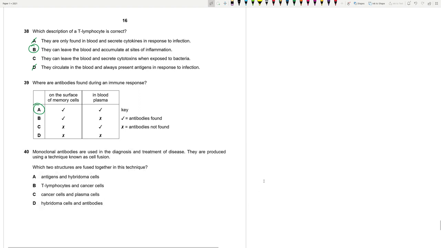Monoclonal antibodies are used in the diagnosis and treatment of disease. They are produced using a technique known as cell fusion. Which two structures are fused together in this technique? Mainly we produce hybridoma cells by fusing together cancer cells and plasma cells. Really important. And we get clones of hybridoma cells after fusing them. That's the answer. So that's it.